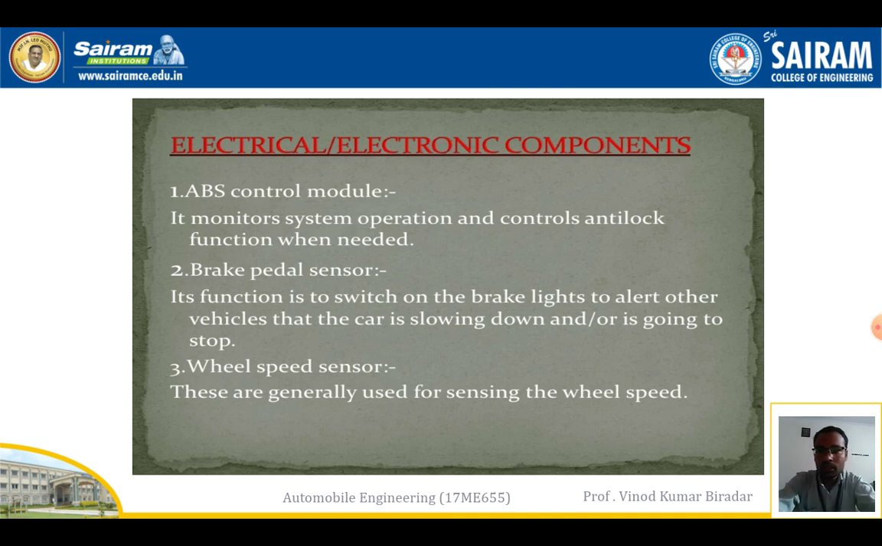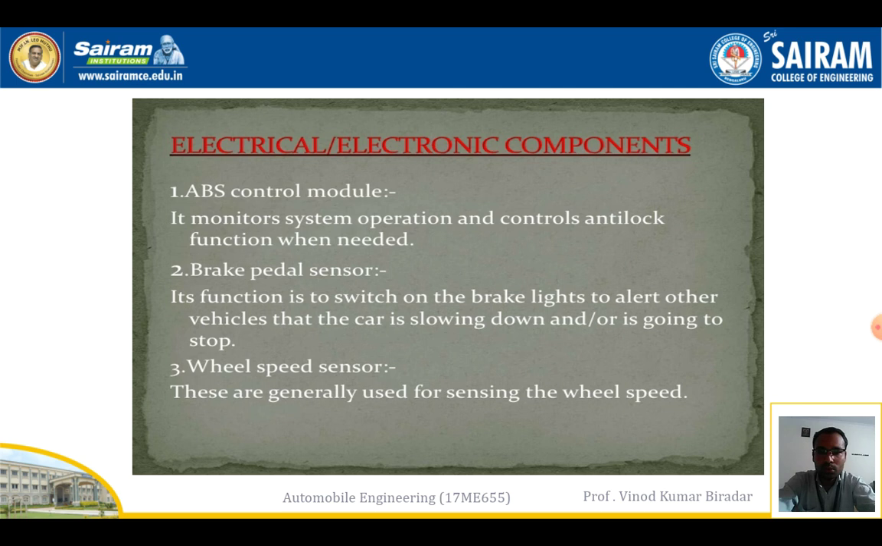Next, the anti-lock braking system module. It monitors the system operation and controls the anti-lock function when it is needed. Then the brake pedal sensor. Sensors are fixed on each wheel of the car. The main function is to switch on the brake lights to alert other vehicles that the car is slowing down or going to stop. Next, the last one, the wheel speed sensor.